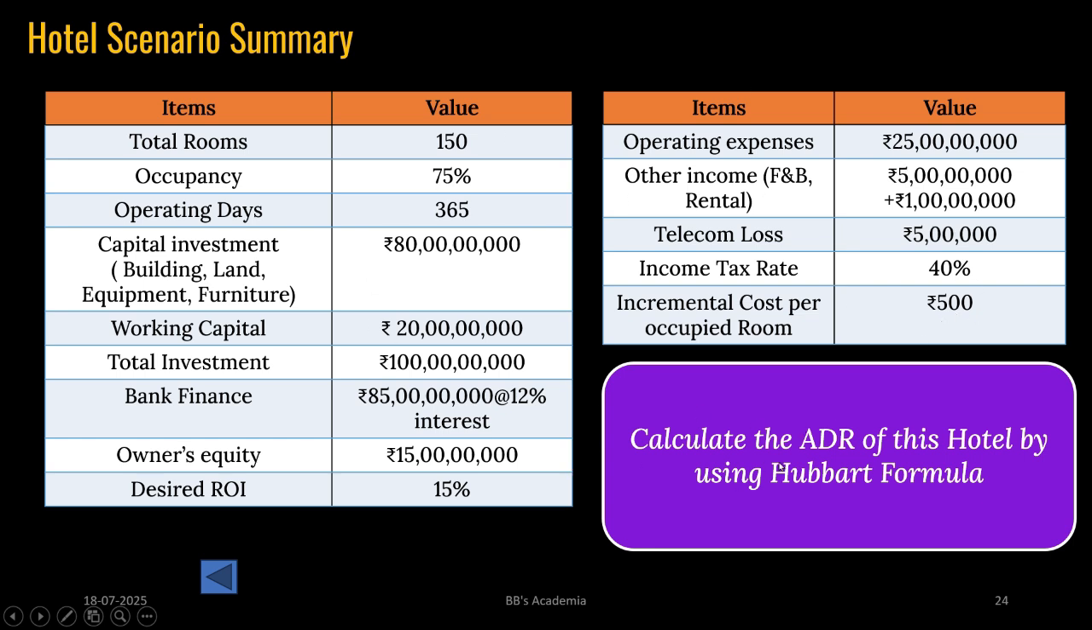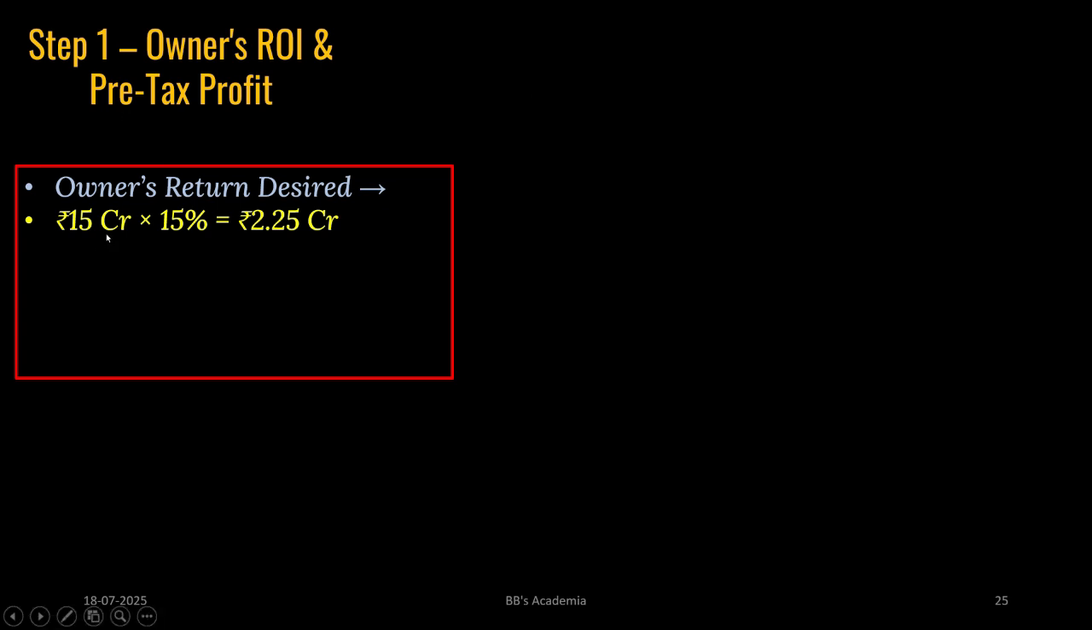Against this scenario, we have to calculate the ADR of that hotel by using what? The Hubbart formula. What is the Hubbart formula? Bottom up approach. Okay, fine. Why bottom up? You will understand again out here. Step 1: we are going to calculate the owner's return on investment and pre-tax profit. Owner's return desired: the owner has given 15 crores and he wants 15% return on investment on that, and if you calculate, it is 2.25 crores.